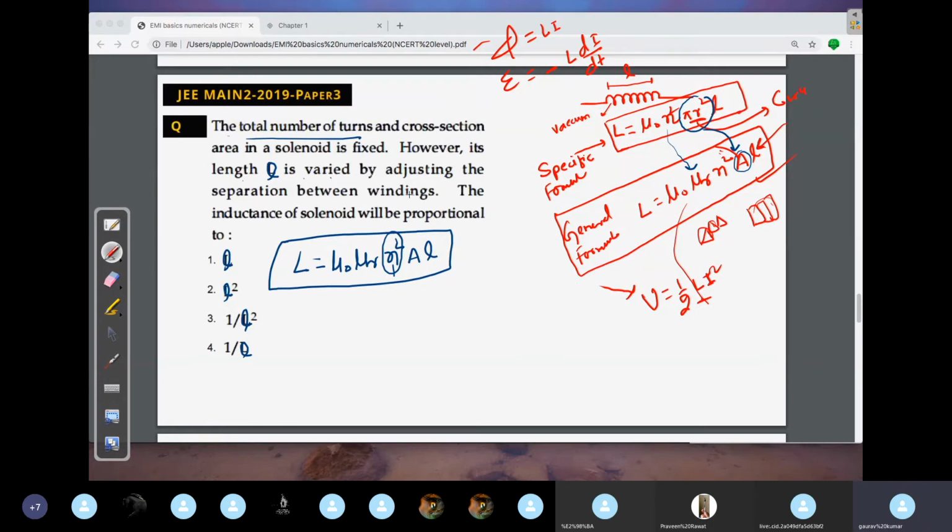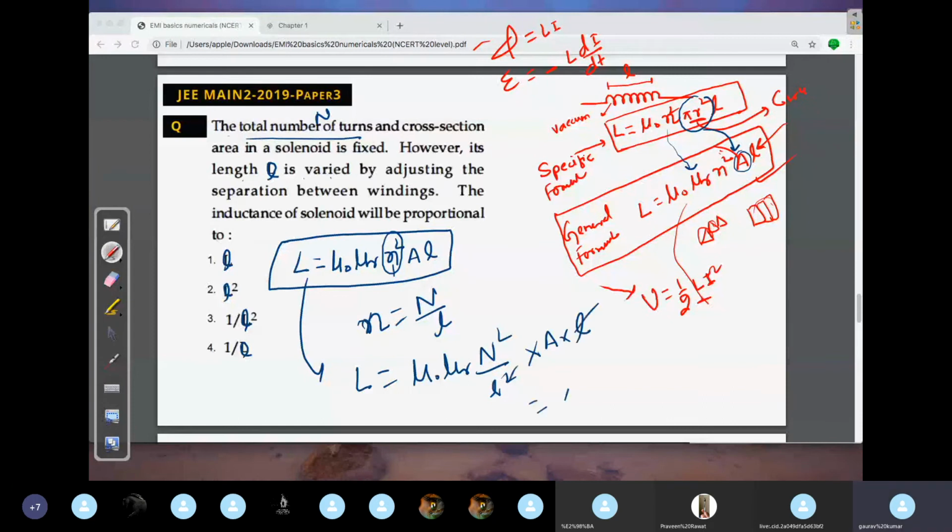Now see, the total number of turns is constant. What is small n here? Small n is the number of turns per unit length. So this formula of L will convert to mu naught times mu r into N square by l square into A into l. The l will cancel. So what will we get here? Mu naught into mu r into N square into A by l.